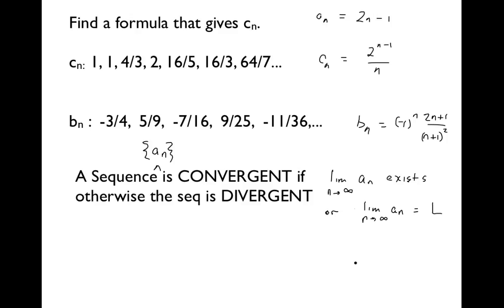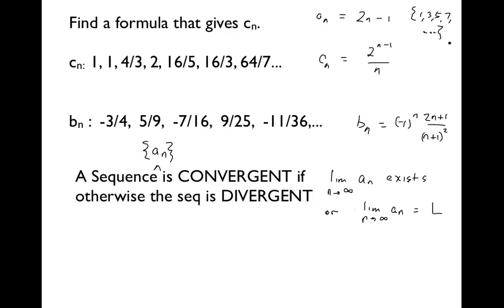Okay, so let's look at these. What about 2n minus 1? Is that convergent or not? What was that? That was our 1, 3, 5, 7. Convergent or divergent? Divergent. These numbers just get exceedingly large, just keep getting larger and larger and larger.